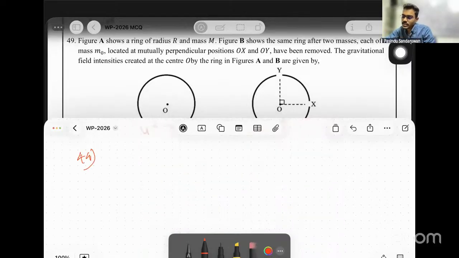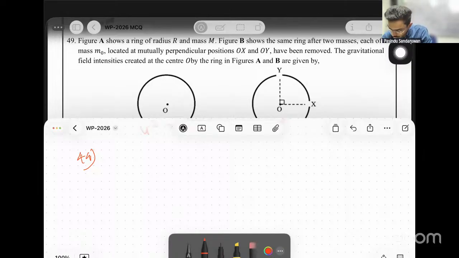49. Figure A shows a ring of radius capital R and mass M. Figure B shows the same ring after two masses, each of mass M naught, located at mutually perpendicular positions OX and OY, have been removed. The gravitational field intensity created at the center O by the ring in figures A and B are given by.